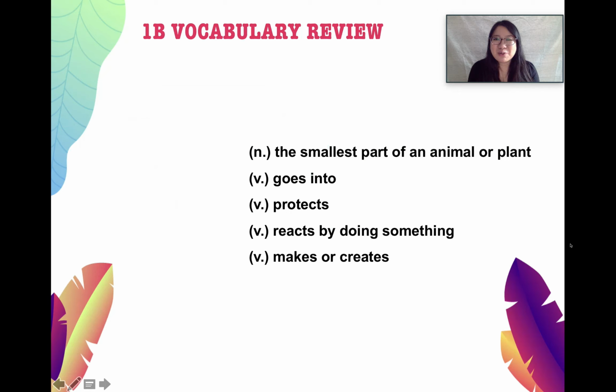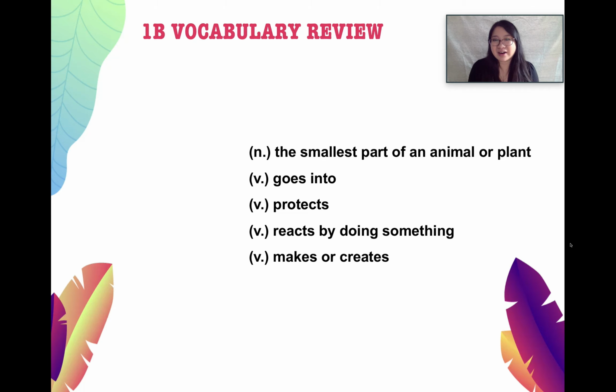Next, 1B. So in 1A, we talked about our heart health. In 1B, we talked about allergies. They can be seasonal allergies or food allergies, and many other kinds of allergies as well. For this vocabulary review, you can see the definitions of the word. Can you remember what vocabulary word is being referenced here? Let's start with the first one.